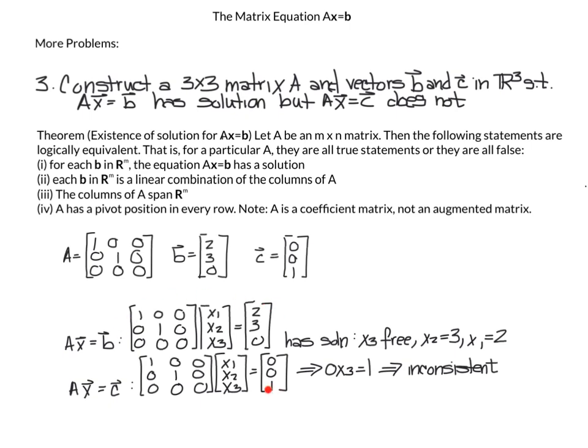Whereas here now, when we have a 1 here, I chose the 1 because that will make this inconsistent, because we get 0x1, 0x2, and 0x3 equals 1. And there's no x3 times 0 that will equal 1, and this is what makes my solution inconsistent.